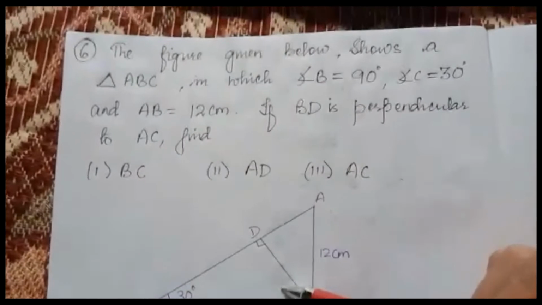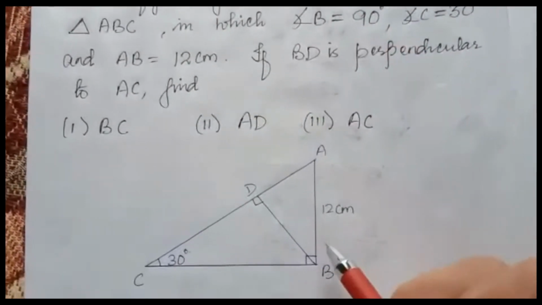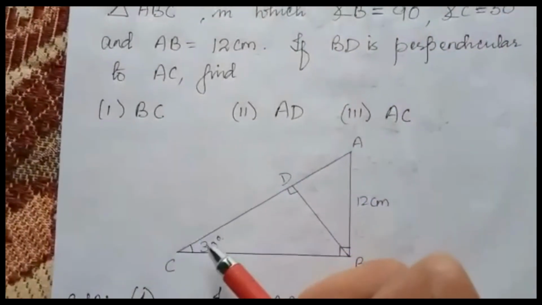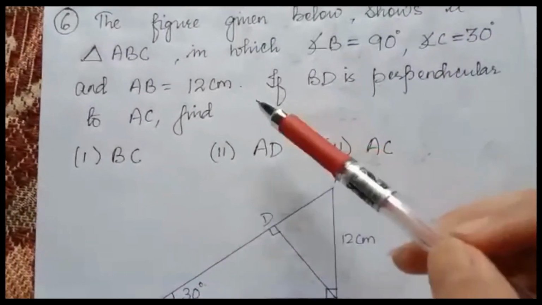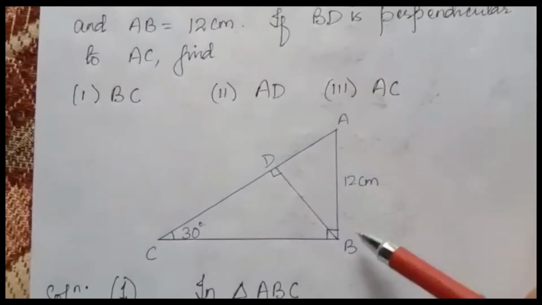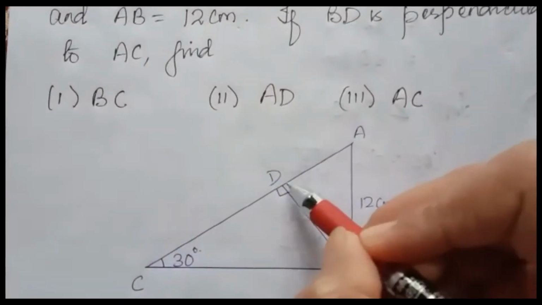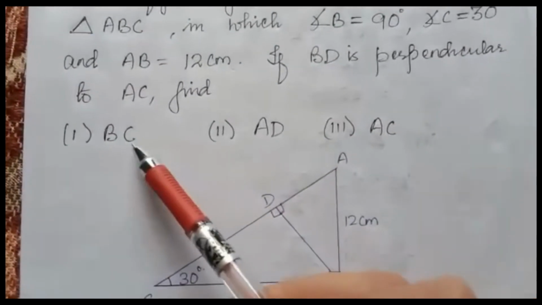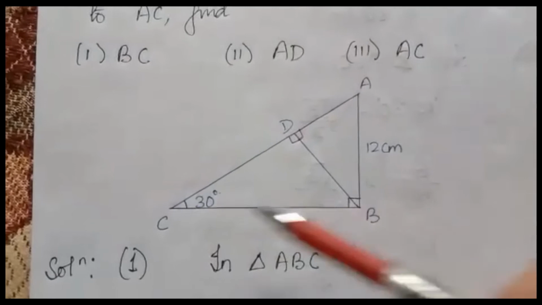So in this triangle, angle B is given 90. This total is 90. Angle C is 30, this side it is 30. And AB is given 12 centimeter. BD is perpendicular, means it will make 90 degree with the base. First you have to find BC. BC you have to find.